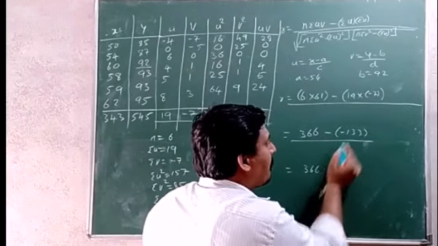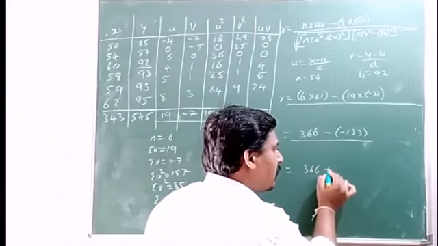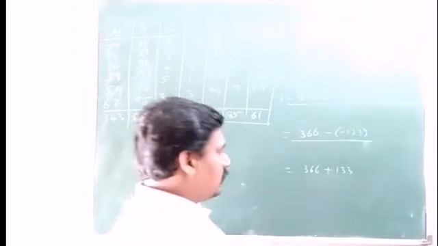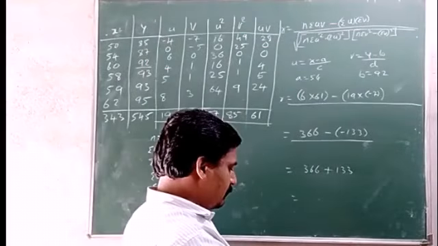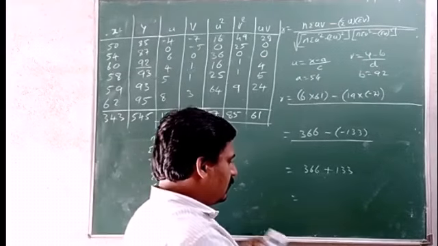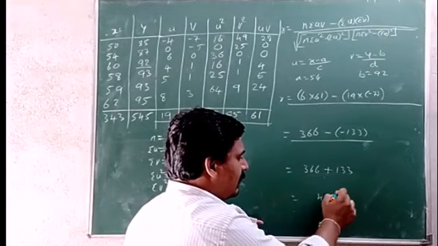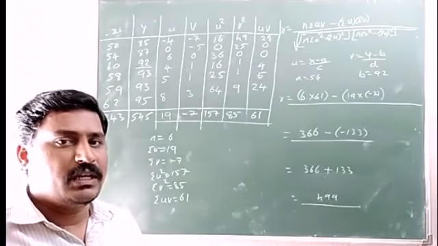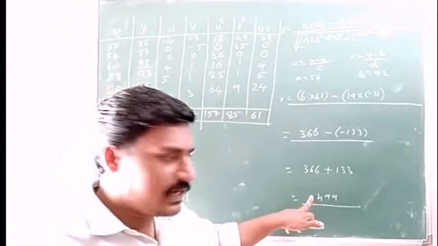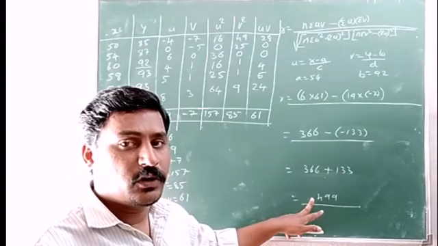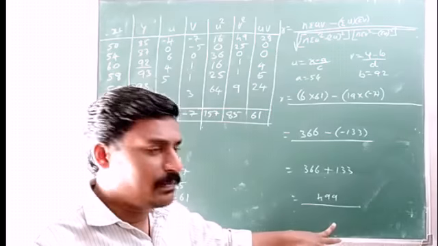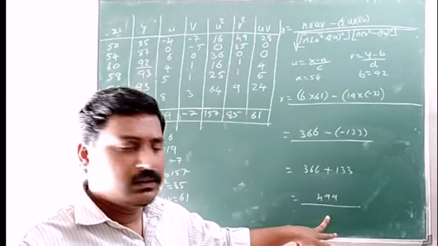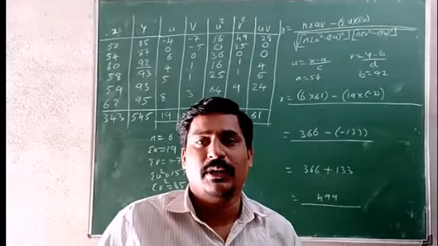So that becomes 366 minus into minus plus 133. So we get here 366 plus 133. That is 499 divided by. So in direct method also we got 499. Here also we got 499. So denominator part 500 and something, the same figure we get here. So then we get same answer 0.96 something.